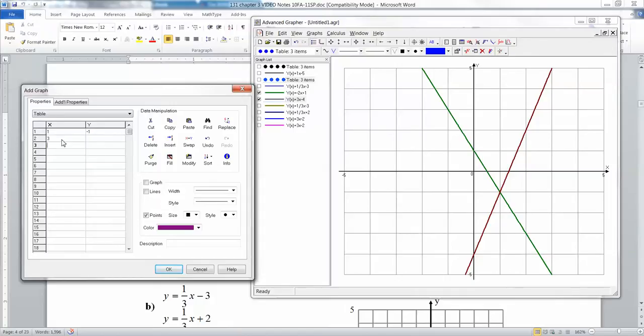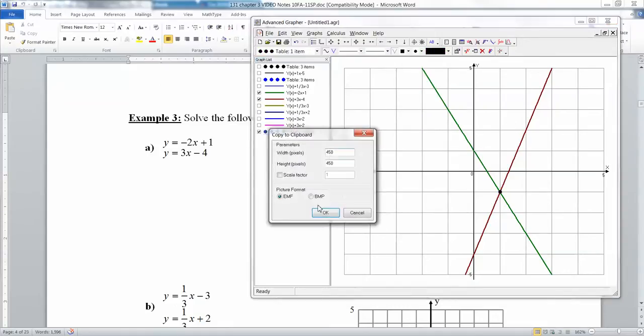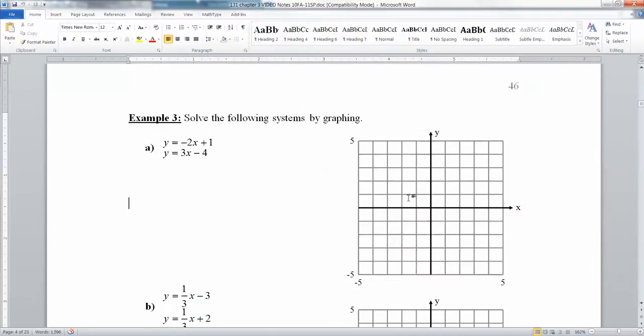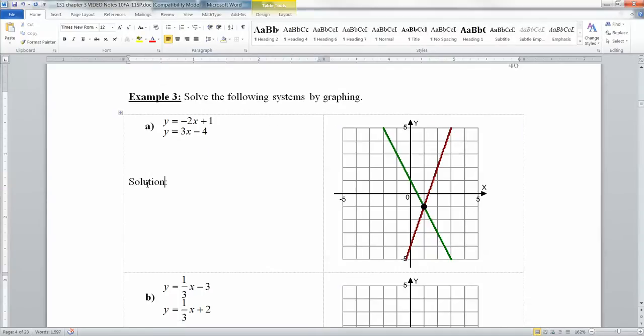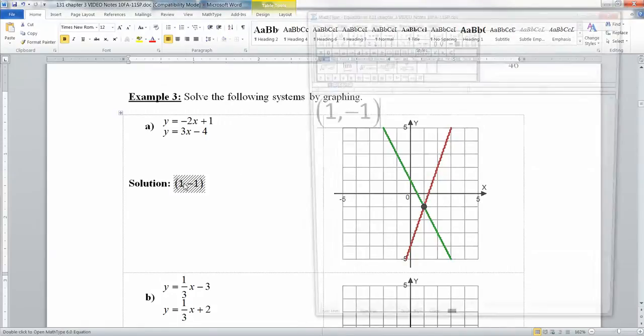Get rid of all this. Boom. There it is. Okay. So our solution is 1, negative 1. Poof, there we go. So I pasted it in. So our solution, which is what we were really looking for, is 1, negative 1. It's not enough just to graph it. You also have to write the solution. It's only fair.